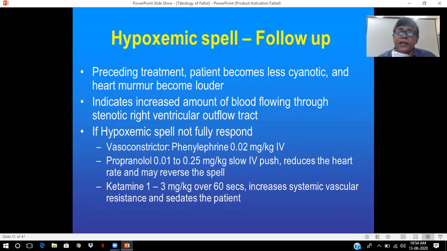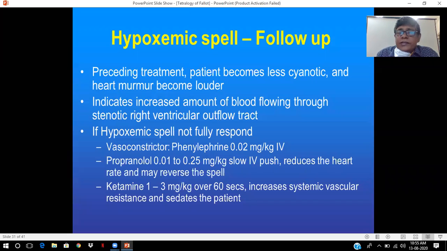Following treatment, the patient becomes less cyanotic and the heart murmur becomes louder. This indicates an increased amount of blood flowing through the stenotic right ventricular outflow. If the hypoxic spell is not fully responding to this, we can give a vasoconstrictor, phenylephrine. Propranolol IV can be given, 0.01 to 0.25 milligram IV, which reduces the heart rate and may reverse the spell.